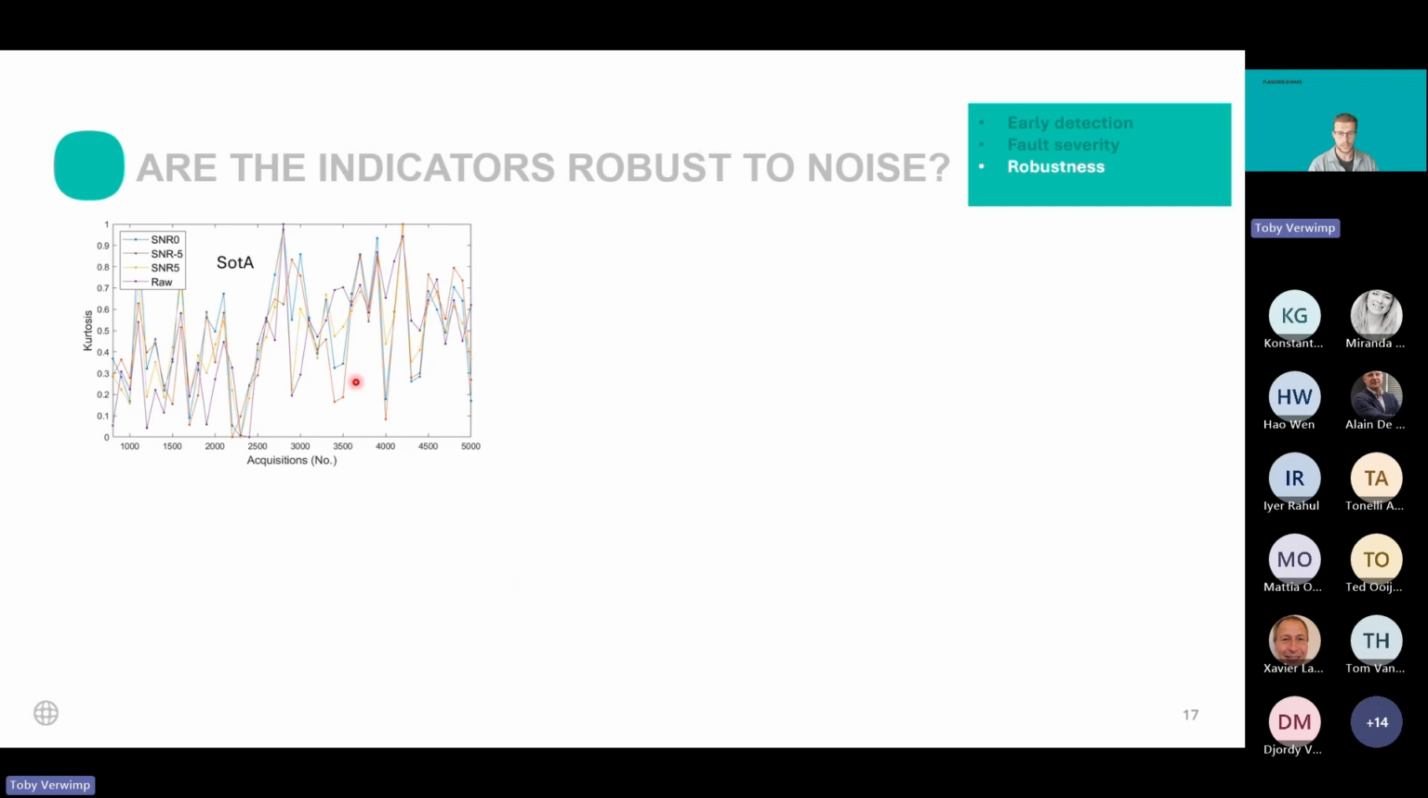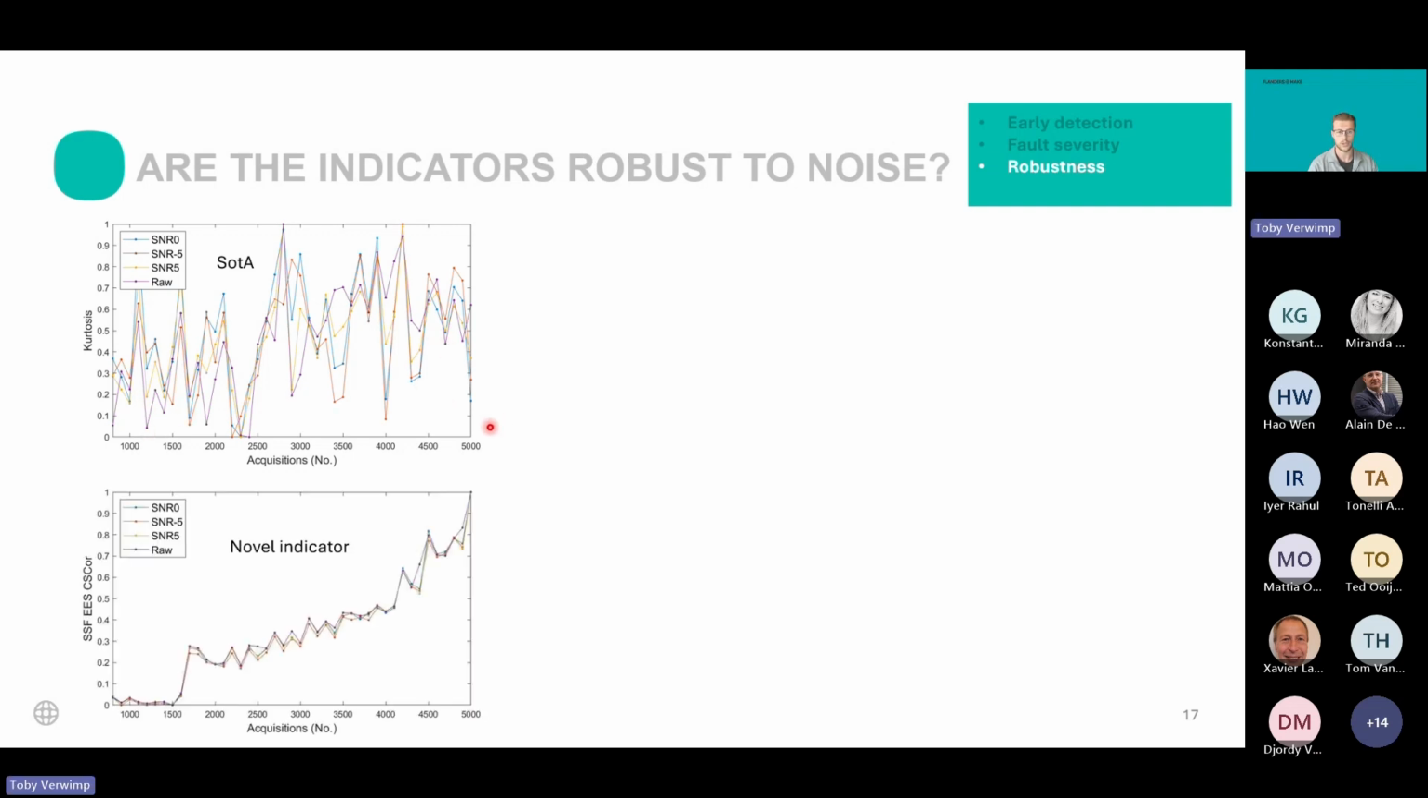Here we plotted a state-of-the-art indicator like the kurtosis. It's not performing well. The original signal is not performing well, but even with the extra noise, it's performing worse. While if we follow the same procedure, so we add white noise to the data and apply again our novel indicator, then we see that the overall progress can still be tracked even with more noise in our signals.